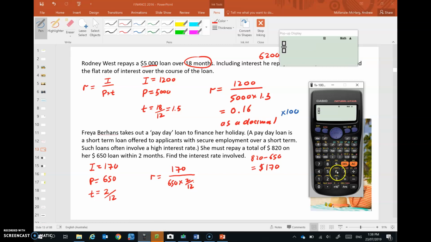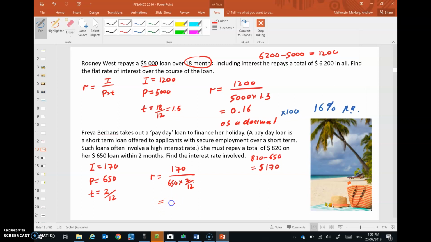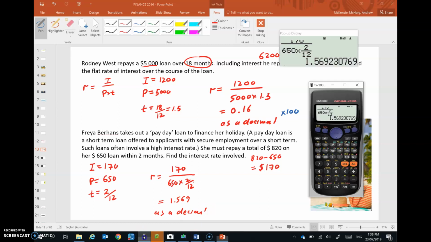Let's get that happening. 170 divide 650 times 2 over 12. Okay, and that gives us 1.569, so forth. Now that looks like it might be as a percentage, but that is as a decimal. We need to multiply that by 100 still. This is going to be a big interest rate. If we take this and times that by 100, we actually find that it's 156.9% per annum.